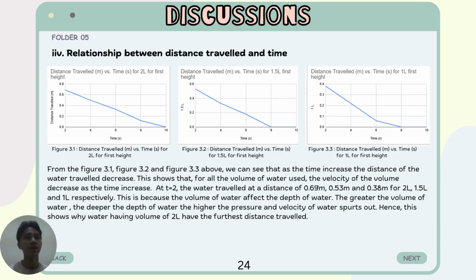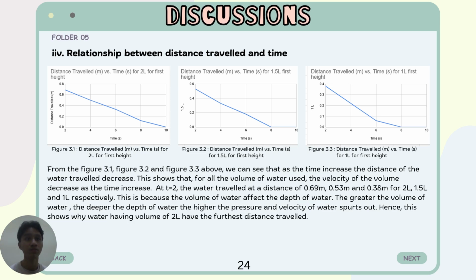Measures distance traveled and time. From the figure above, we can see that as the time increases, the distance the water traveled decreases. This shows that for all the volumes of water used, the velocity decreases as the time increases. And at T2, the water traveled a distance of 0.6 meter, 0.53 meter, and 0.38 meter for 2 liter, 1.5 liter, and 1 liter of water, respectively.